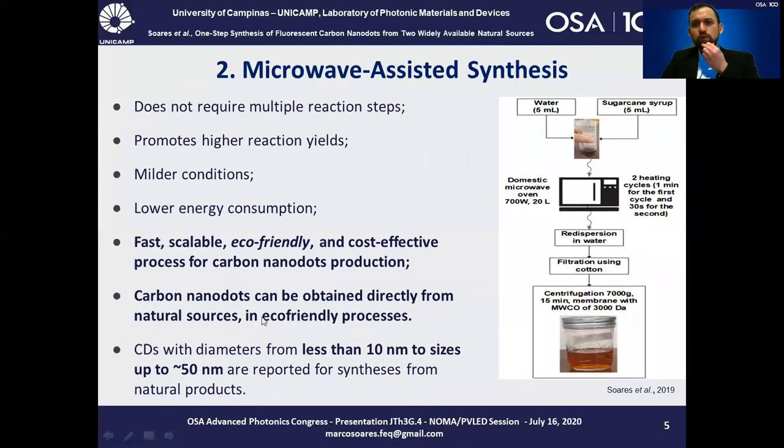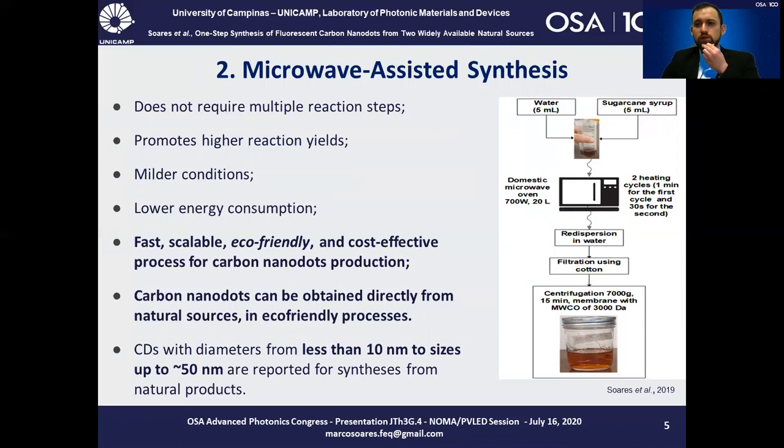And how do we obtain these dots? A very interesting approach is the microwave-assisted synthesis that does not require multiple reaction steps, promotes higher reaction yields under milder conditions with lower energy consumption, providing a fast, scalable, eco-friendly, and cost-effective process for the production of the dots. So the carbon dots may be obtained from natural sources in very eco-friendly processes. For natural sources, diameters from less than 10 nanometers up to 15 nanometers are reported for the synthesis.